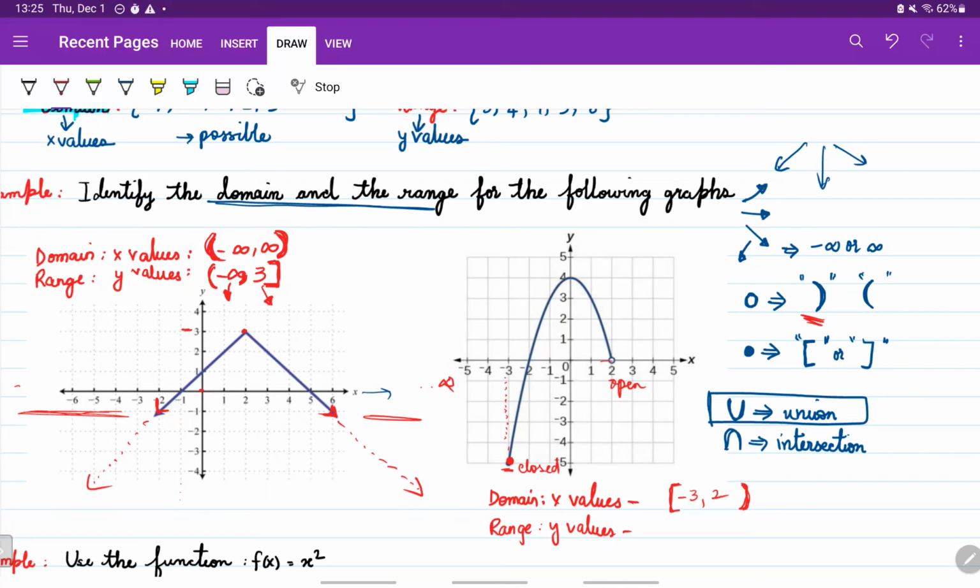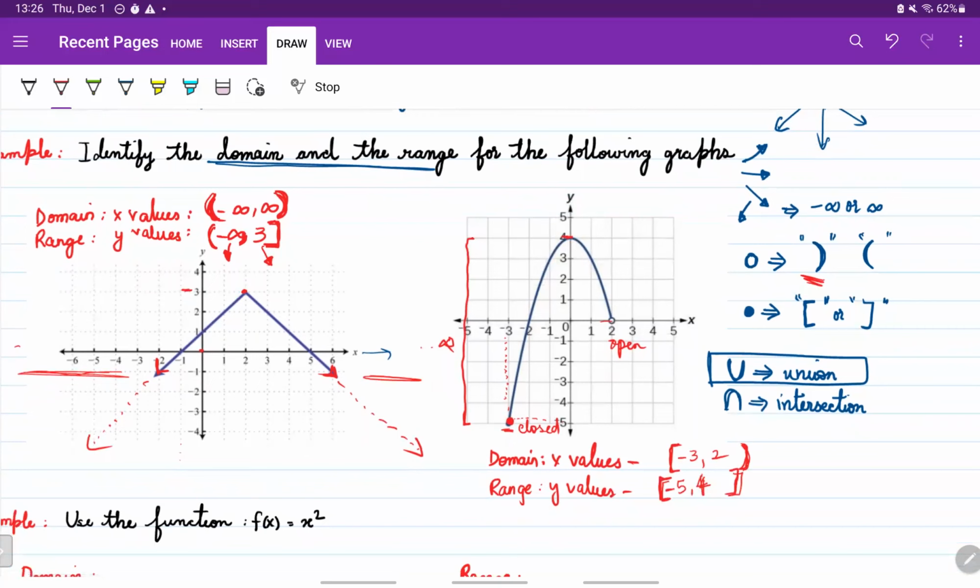Next, let us talk about the range, which is all the y values. That means it's all of the y values from here to here. This value is included in the graph, so we get a square bracket on the right side, and this value is also included, so we get a square bracket on the left side. On the left side, -5 is your y value, and on the right side, it is 4 as your y value. So that's our domain, and that is our range. Domain again is all the x values, and the range is all the y values.